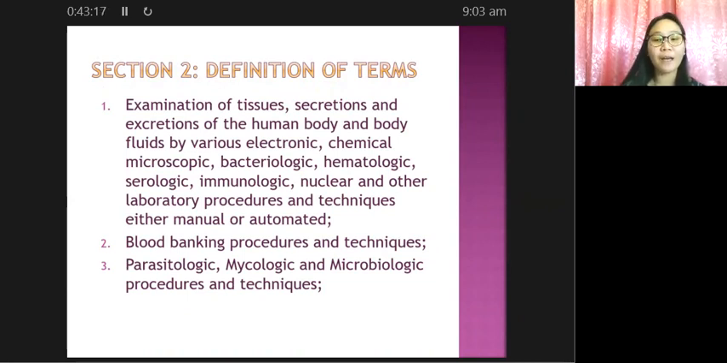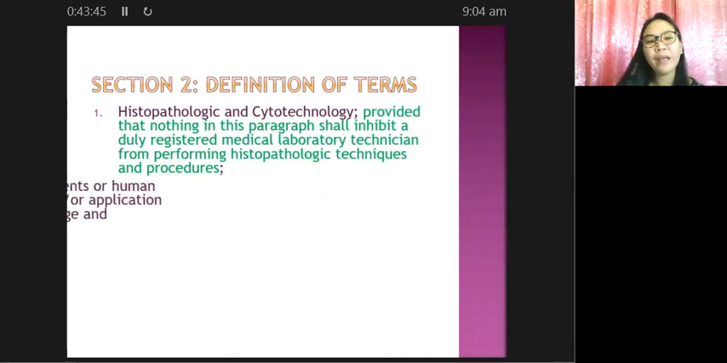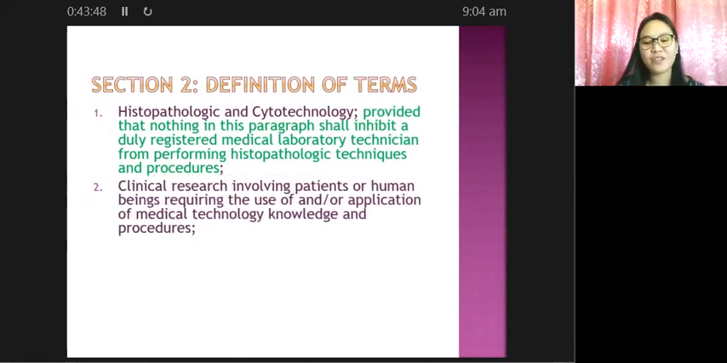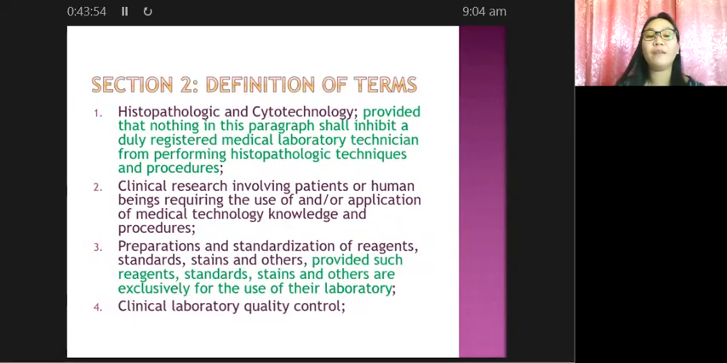By the way, class, I advise that you have a copy of the one that I sent via our group chat, so that you can make necessary annotations or side notes. Another, blood banking procedures and techniques. Another, parasitologic, mycologic, and microbiologic procedures and techniques. There are a lot of things that we do. Sorry for the numbering, I was not able to change it. Others, we have histopathologic and cytotechnology.